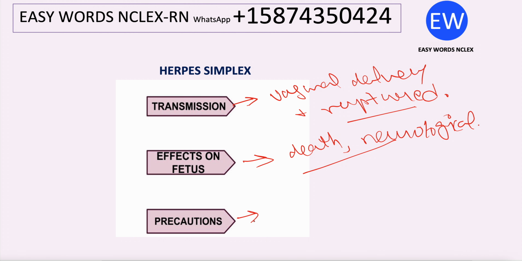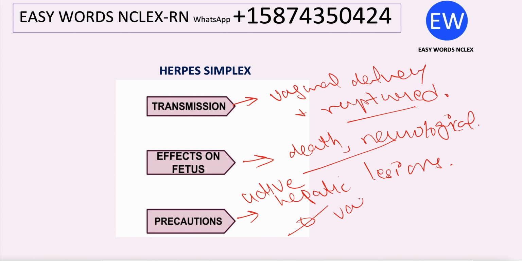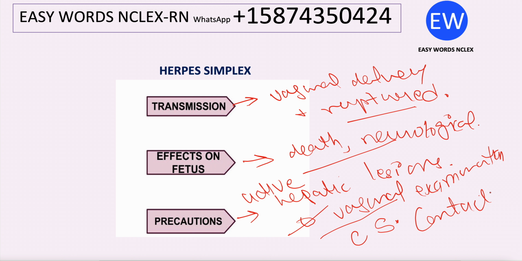And precautions: if active herpetic lesions are present, no vaginal examination is indicated. No vaginal examination, please. And delivery is usually done by cesarean section, and we maintain contact precautions in a client with herpes simplex.